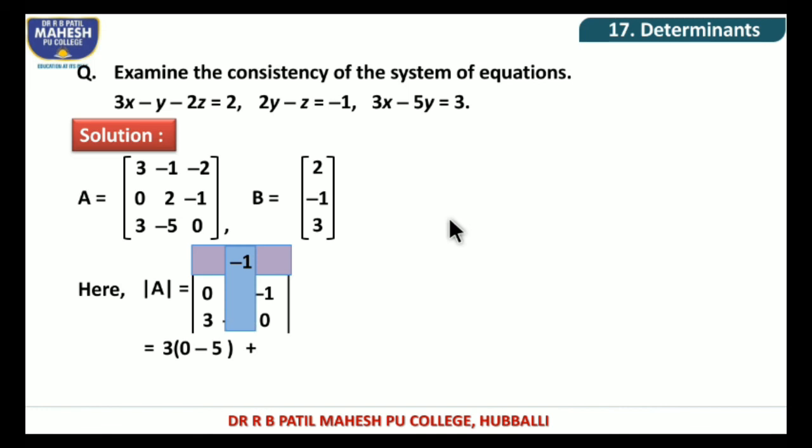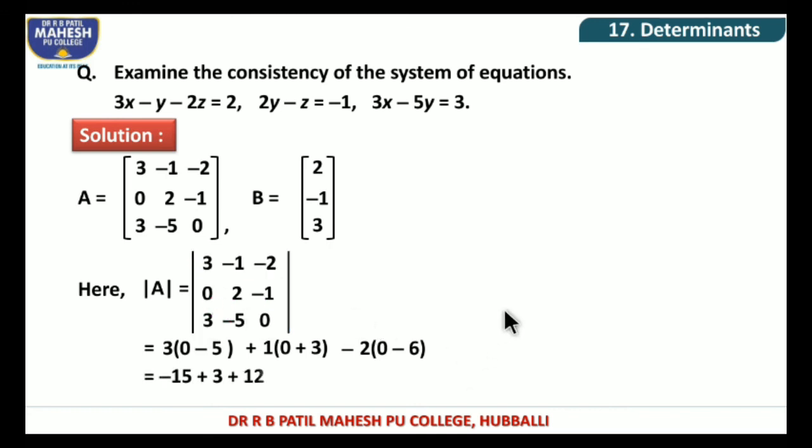Minus of minus 1 becomes 1 into the bracket of 0 minus of minus 3 becomes 0 plus 3. And for the third element, we have the sign plus and multiply with the element that is minus 2. So, it becomes plus into the bracket of minus 2 only into the bracket of 0 minus 6. Now, by simplification, we have minus 15 plus 3 and plus 12. Therefore, it is equal to 0.